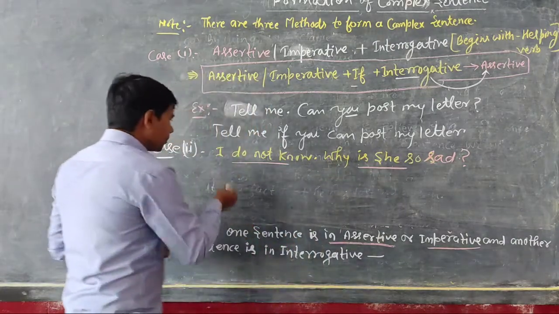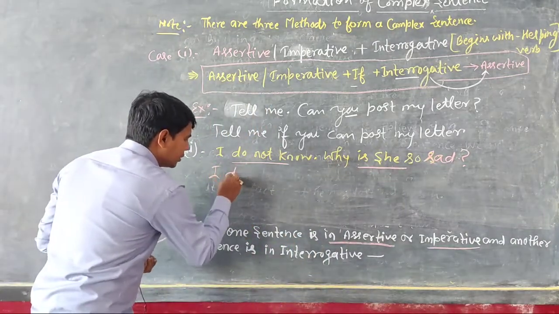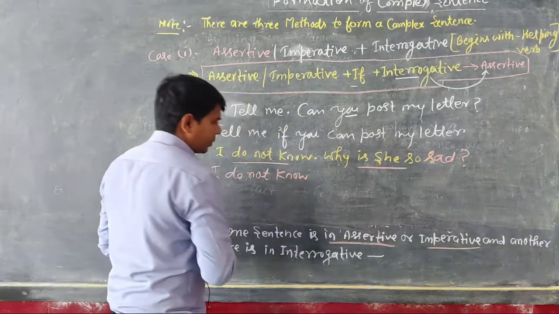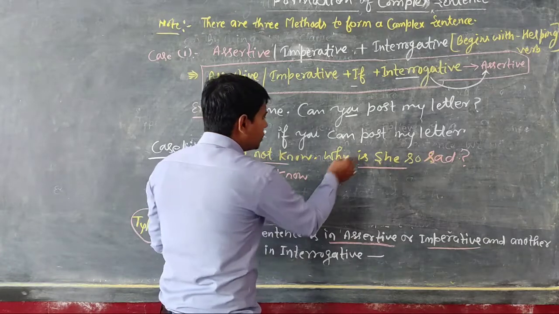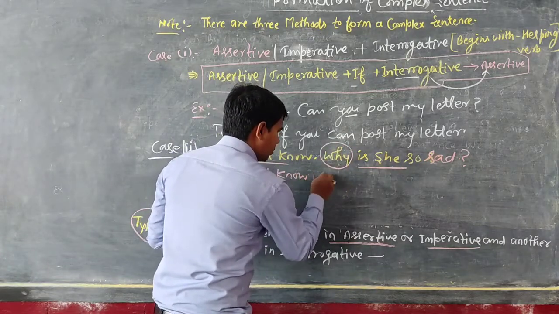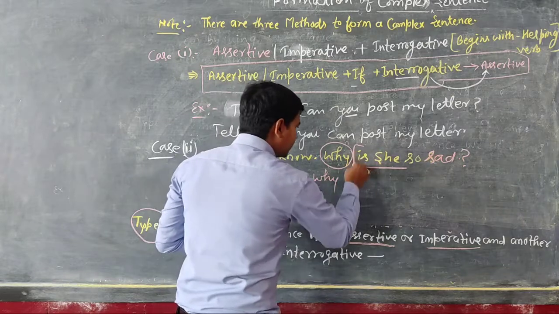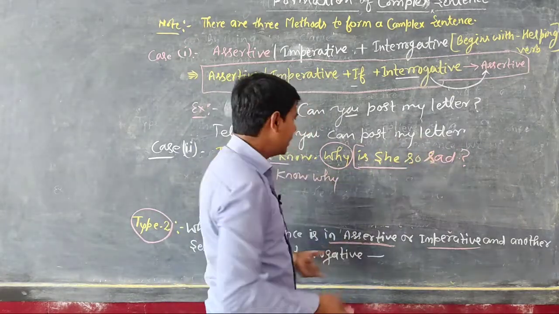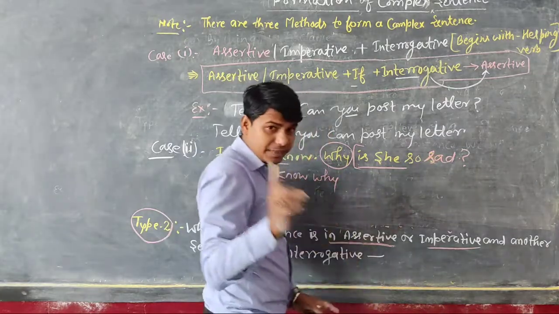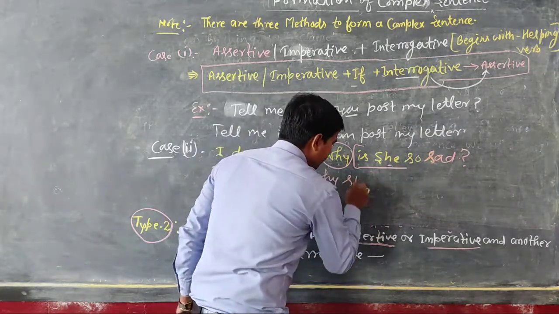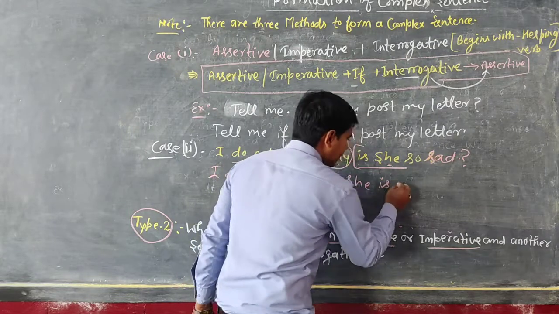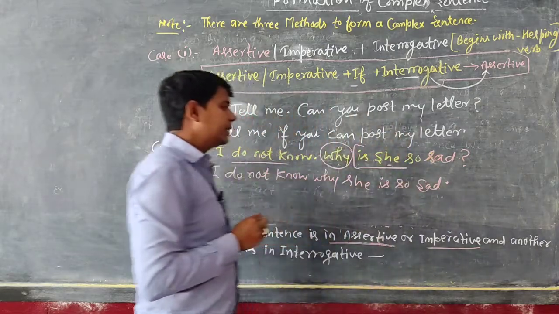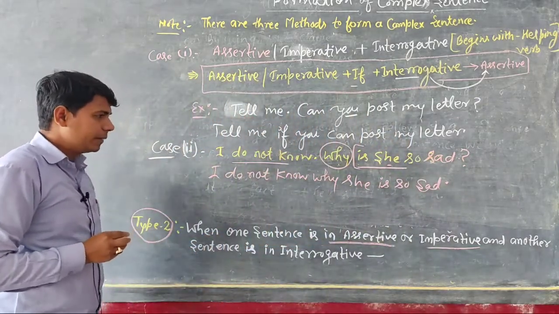Okay? So you can see, I do not know. So after that, we use this question word: why. And again, this remaining part will change into an assertive sentence. Okay? So in an assertive sentence, we write the subject first. So she is the subject. So she is so sad. Is that clear? Okay?